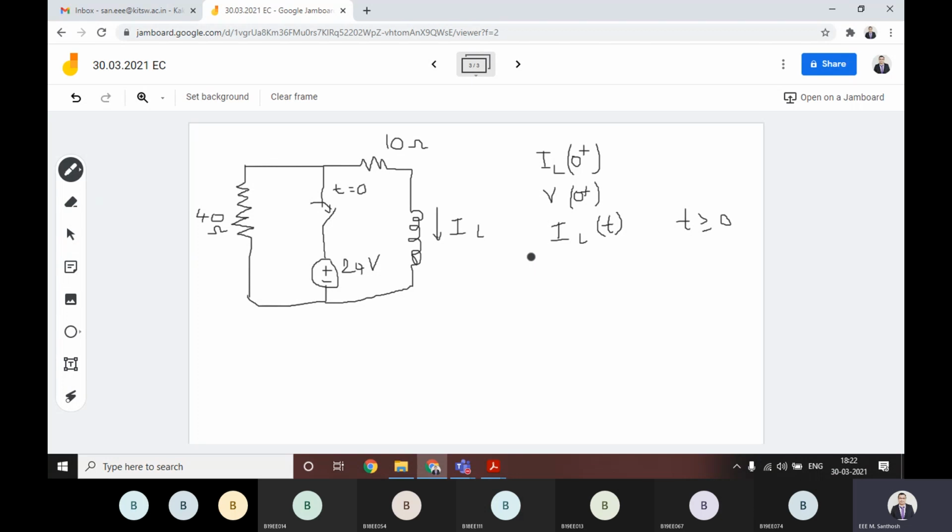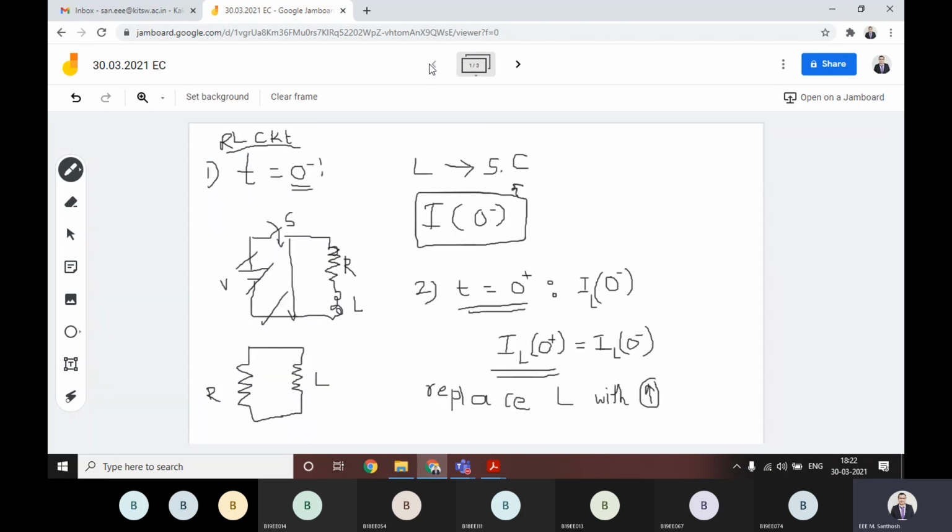They'll give you this kind of a question. This is switching at t equals 0. You have to find just after switching what is the current flowing through the inductor. You analyze based on your understanding. Just before switching, what will be the current? You have to find. That's what I have told you. This is the procedure to solve source free RL circuit.